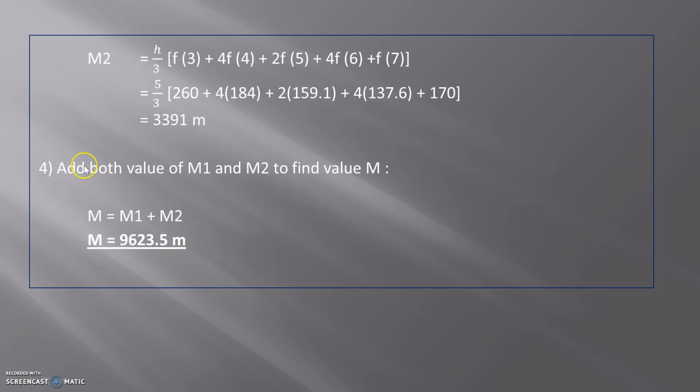And finally, we could find the solution for the problem by summing up the value of M1 and M2, the fixed value of the Simpson 3/8 rule, and the composite formula for Simpson rule. So M equals to M1 plus M2 equals to 9623.5 M.